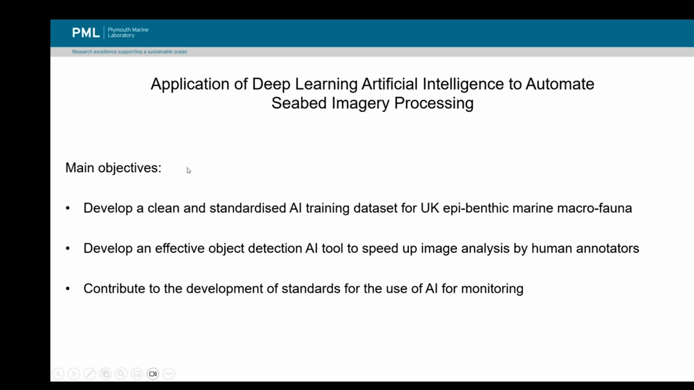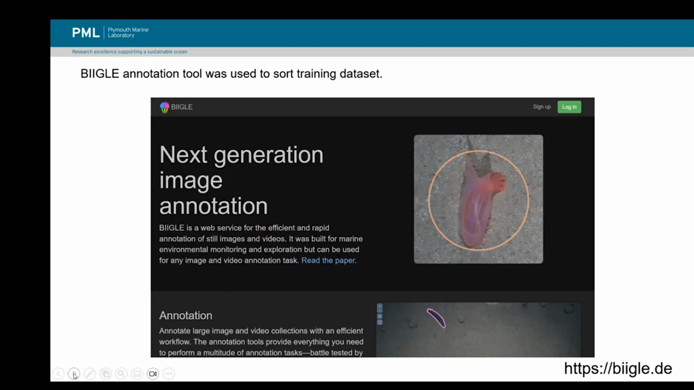But the main objectives were to develop a clean and standardized AI training data set for UK epibenthic marine macrofauna, develop an object detection AI tool with some level of classification if possible, and contribute to the development of standards then for the use of AI in monitoring, thinking ahead to where we want to get to.